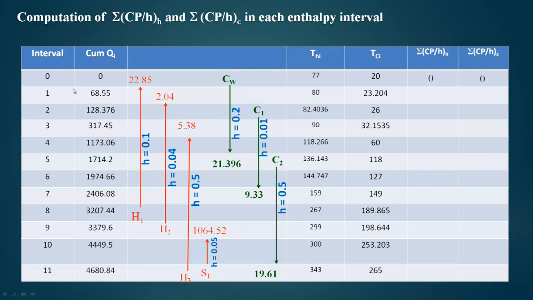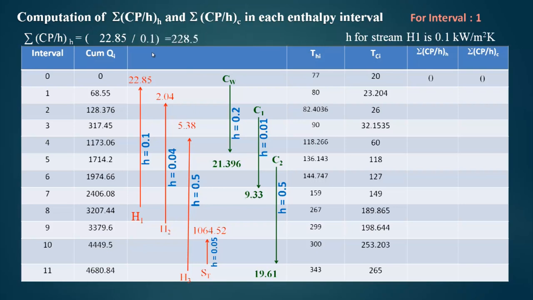Now, if I see for this interval only one hot stream is working, that is H1. So, the summation Cp divided by h can be computed for interval 1. Cp for interval 1 is this value. Now, divided by the heat transfer coefficient of this stream H1, which is 0.01. So, we divide this by 0.01 and find out the value 228.5.